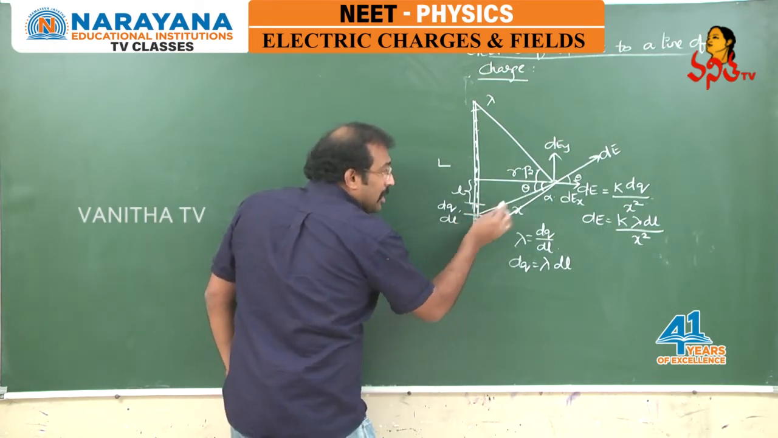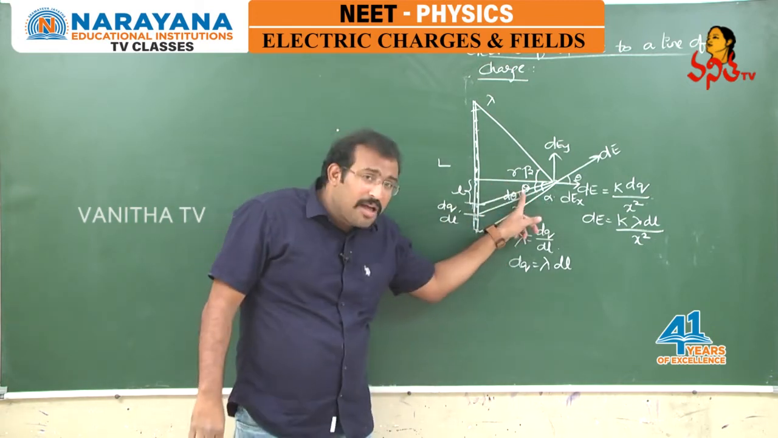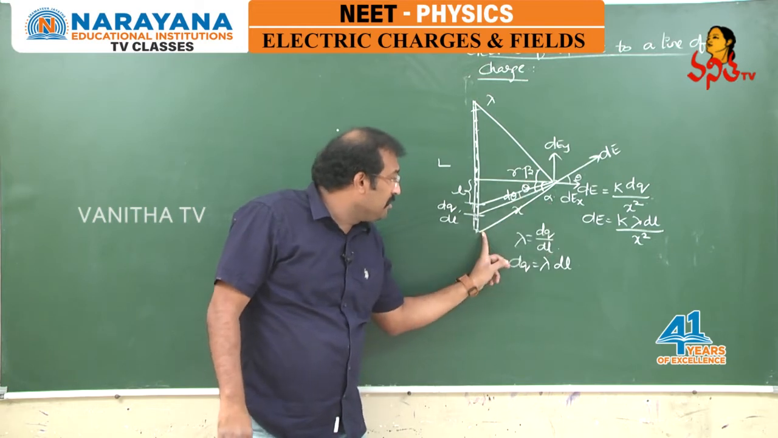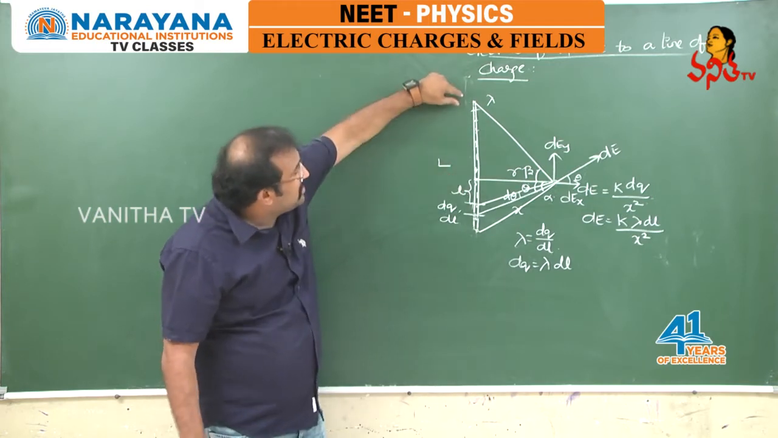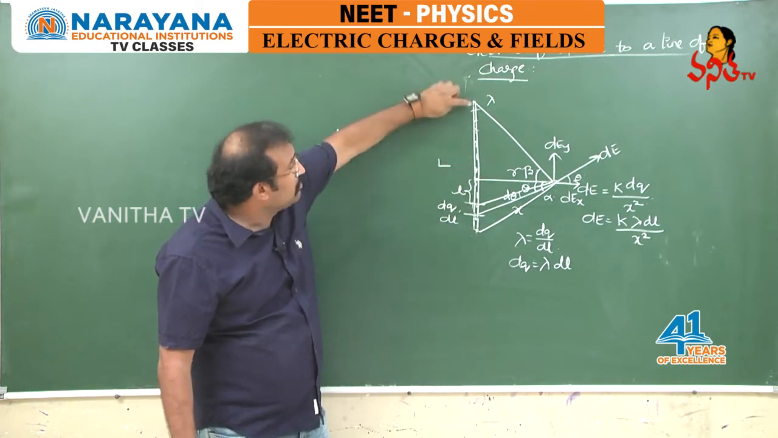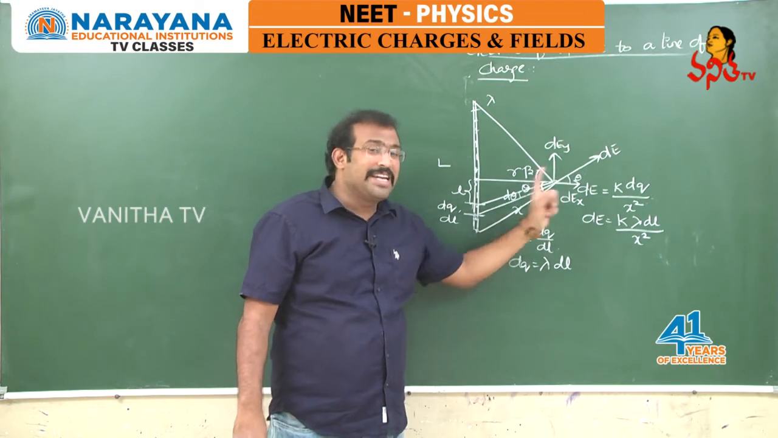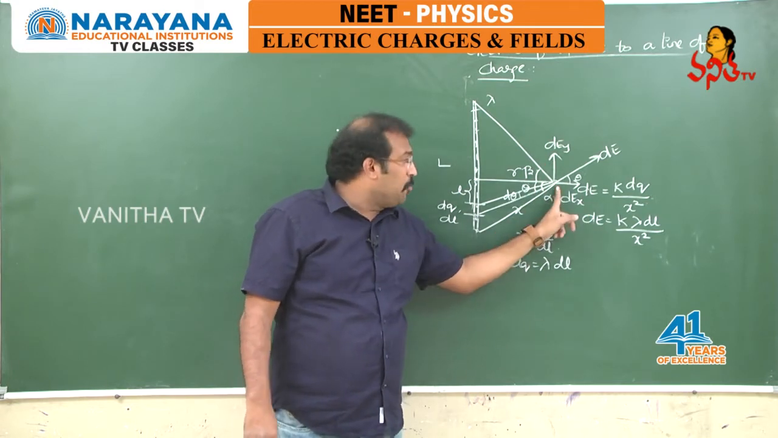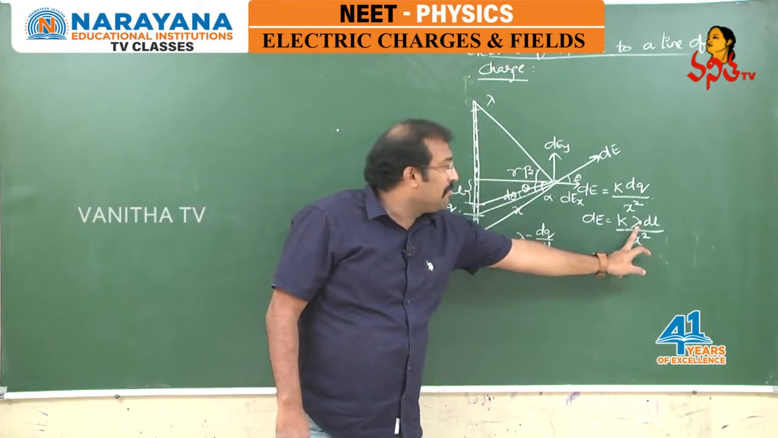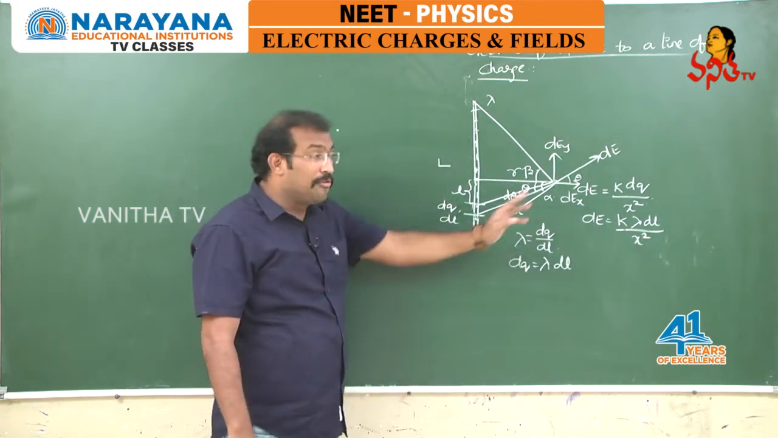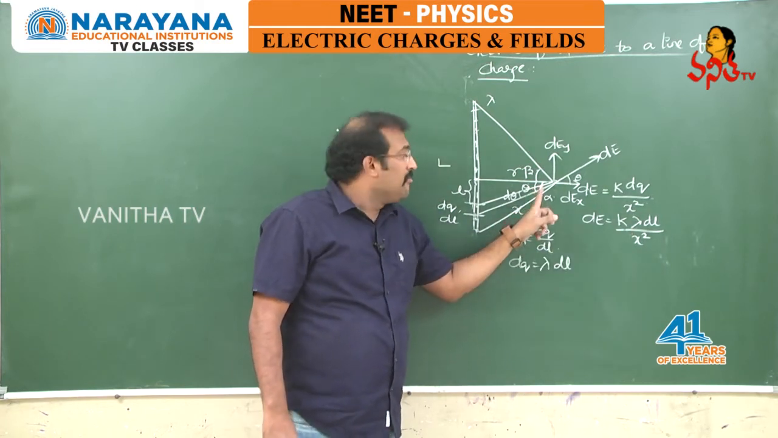Now this small elemental length is making an angle d theta. Now this theta varies from alpha when this element is at the bottom end, to beta when this element is at the top end. So this element moves from here to here, so that theta is varied from alpha to beta, and we can get the entire field at this point at a perpendicular distance to this line of charge. So dE is equal to K lambda into dl by x square. I should write everything in terms of theta because theta is variable from alpha to beta.